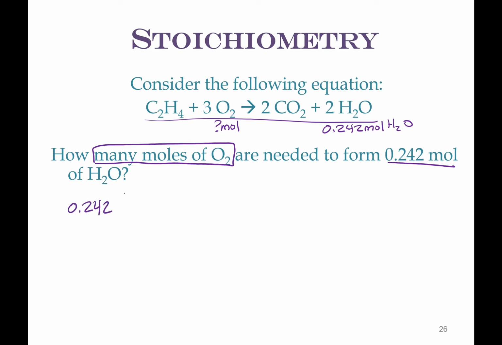0.242 moles of water. Now right now it's a little simple because we're only given one number. Eventually we'll be given more than one number. I want to get rid of moles of water. The moles of water I have right now are in the numerator, so I need to put that in the denominator.